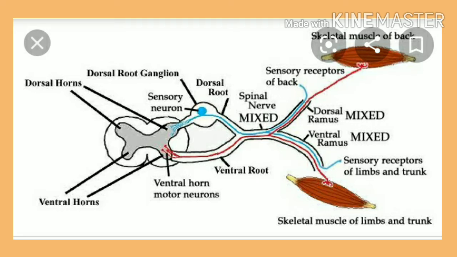Ramus ventralis is the largest of the three, supplying the organs and muscles on the lateral and anterior side. Ramus communicans is the smallest of the three and is given out from the first thoracic up to the third lumbar spinal nerves, and it joins the sympathetic ganglia.